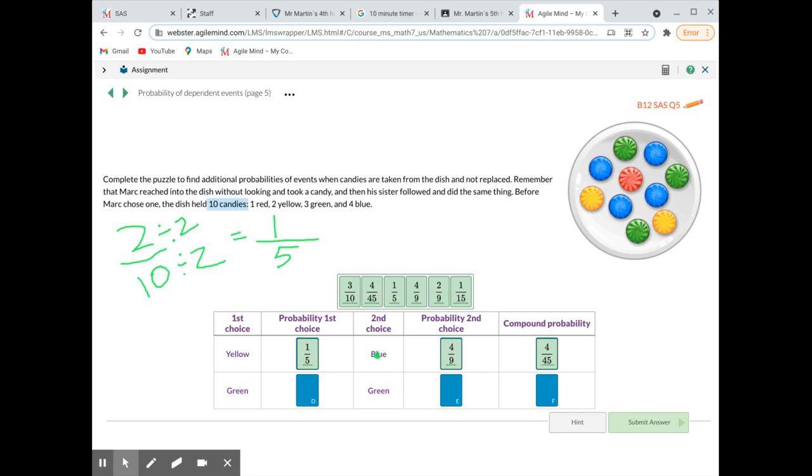Sophia, what is the chance if the brother goes up there and he picks a green, the first probability, what is the chance that that would occur? 3 out of 10. Correct. What is the chance that after he picks that, his sister gets a green?